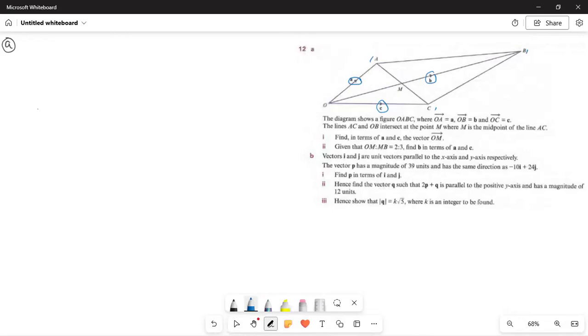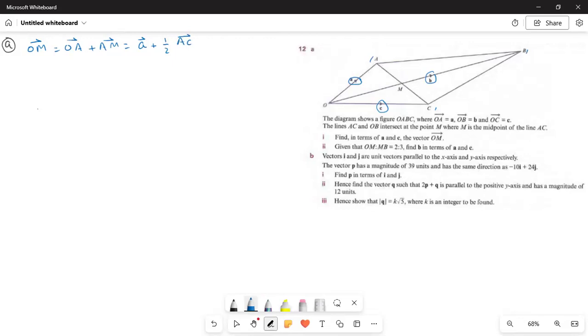Now we have to find, in terms of A and C, the vector OM. So we have to find OM, and M is the midpoint of A and C. Okay, so you can see that the OM vector is equal to OA plus AM. Make sense? Now OA is vector A, and AM is half of AC, right? Because M is the middle point of A and C.